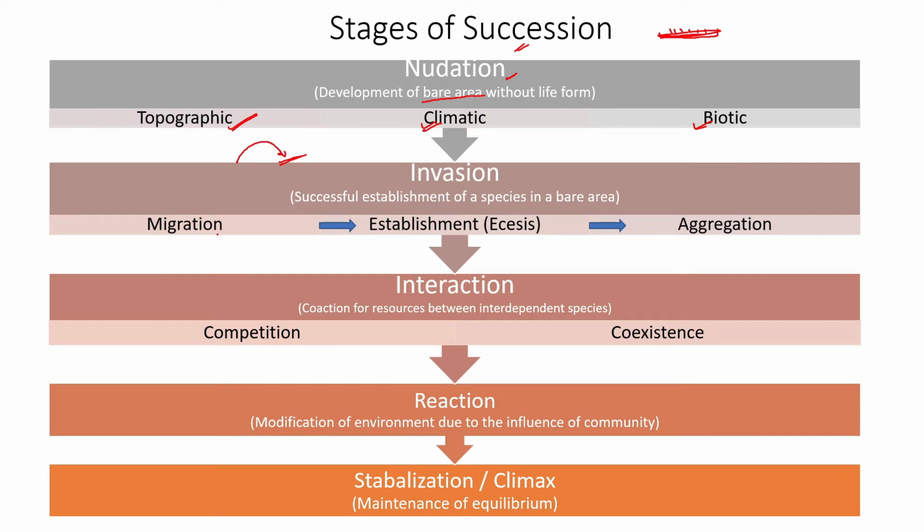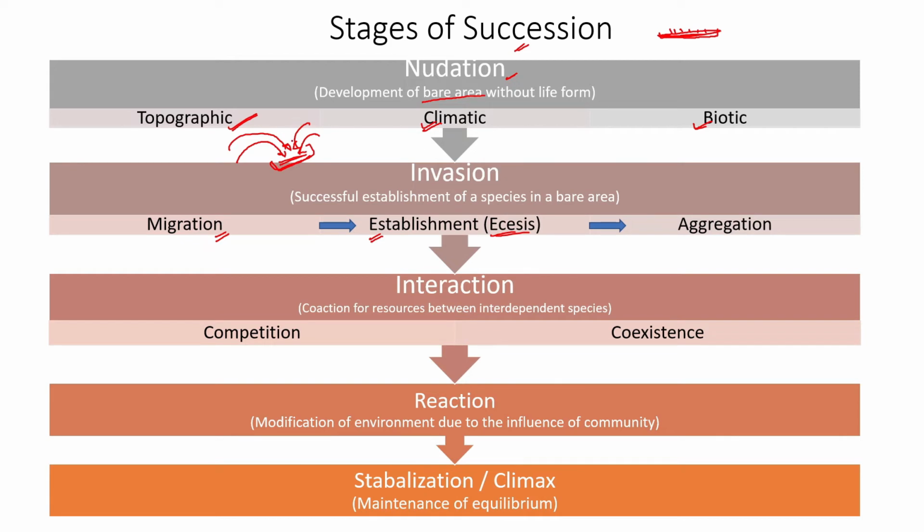So invasion might happen with respect to migration. First they'll come in. A few organisms will come to nude or bare areas, and then they'll establish themselves. This is also called ecesis. Once they start establishing, other organisms will pop in also. So there will be aggregation of multiple individuals in that particular region, right?